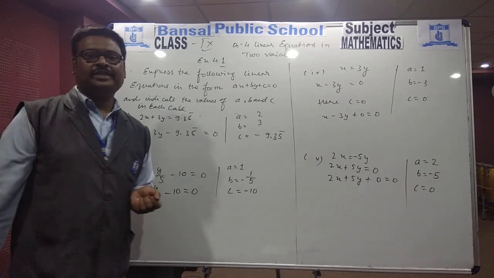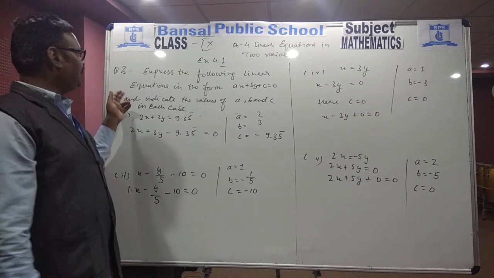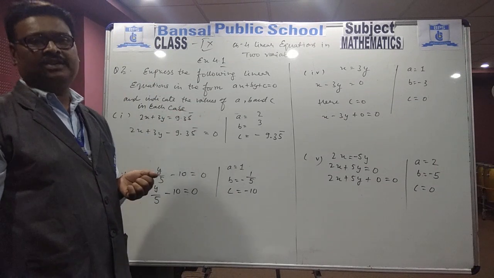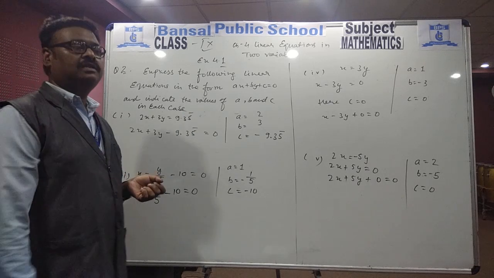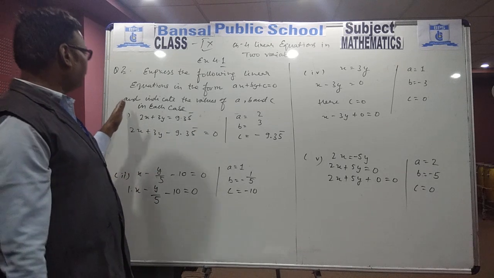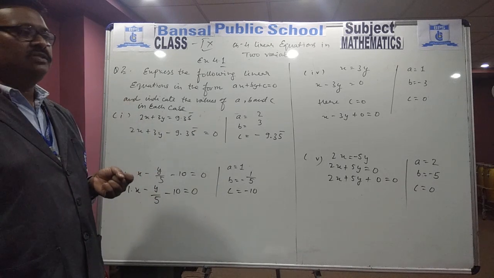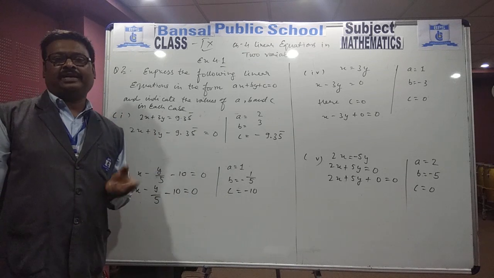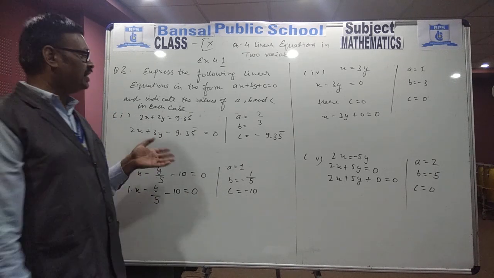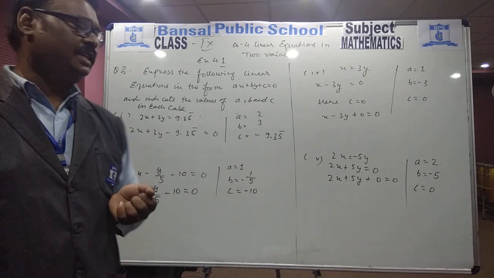Now let us go for question number 2. Here in this question, express the following linear equations in the form ax plus by plus c is equal to 0. That is, we have to represent the given equations in standard form or general form, and after writing that we have to indicate the values of a, b and c. So 2 steps are there. Step number 1, I will write it in general form, and step number 2, I will rearrange and find out the values of a, b and c, that is, the values of the constants.